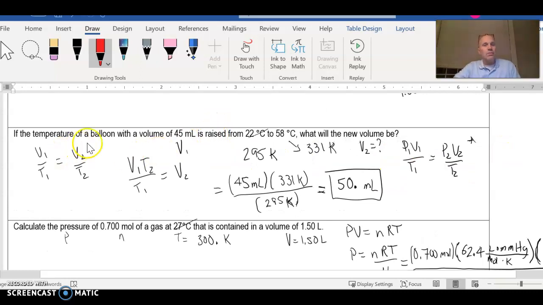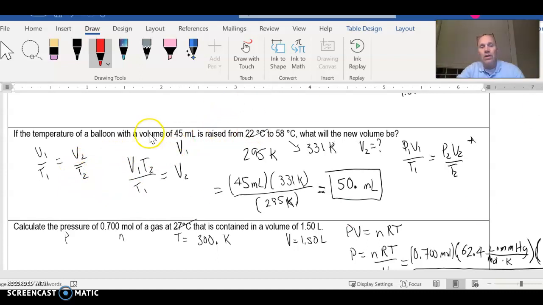In this problem, if the temperature of the balloon with a volume of 45 is raised from 22 Celsius to 58, what's the new volume? Notice it does not mention anything about pressure changing, so we're going to assume that pressure is constant. This is a case where you do have change, so you're going to have those ones and twos in the formula.